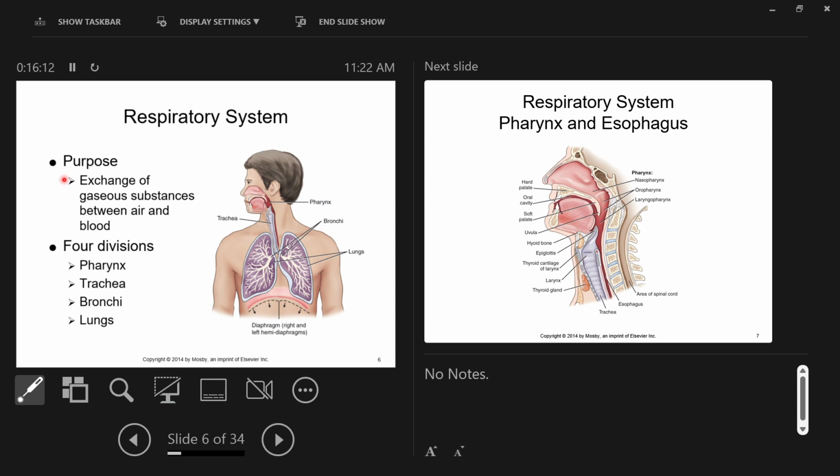This is called bulk flow. Bulk flow is getting a large amount of air into one spot in the body. Once it's in there, the way gases move into and out of the bloodstream is by diffusion. Diffusion is pretty simple to understand. I can talk about it.